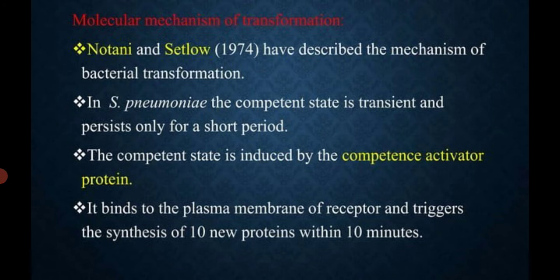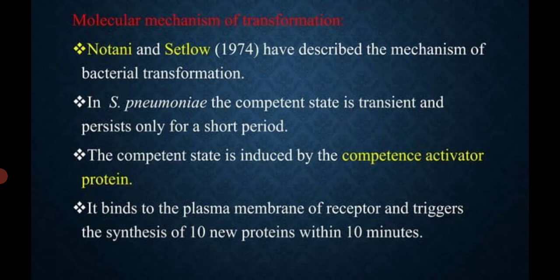The competence factor binds at a site on the cell surface and stimulates the production of 8 to 10 new proteins which are required for transformation. Some of these proteins include autolysin, DNA binding protein, and a nuclease. Competence is not a permanent feature and occurs only at certain times in the life cycle of bacteria. The duration and time of occurrence of competence vary with bacterial species and growth conditions.